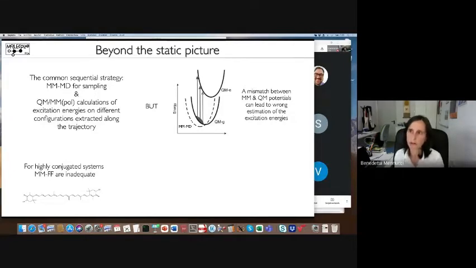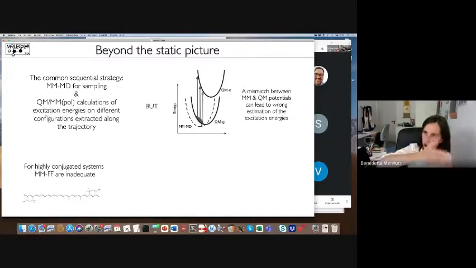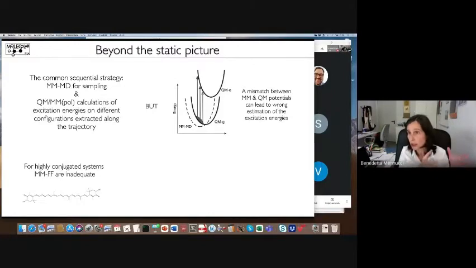And we know that conventional molecular mechanics force fields are not accurate enough to correctly describe such a large conjugation. What can happen if you have a wrong force field is that your system samples a potential energy surface which is wrong. So when you do QMMM excitation energy on a structure obtained with the wrong force field, you get wrong excitation energy. So in order to go beyond this, we need the integrated approach I presented a few slides ago.